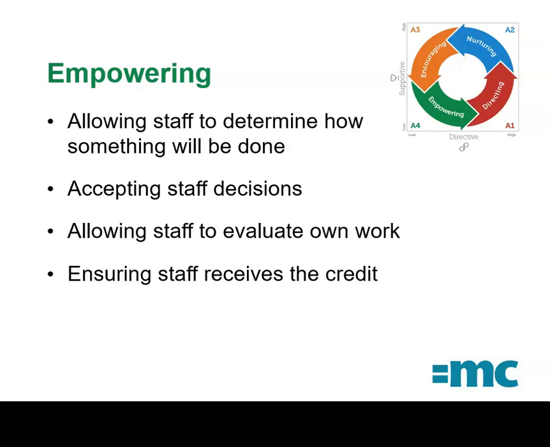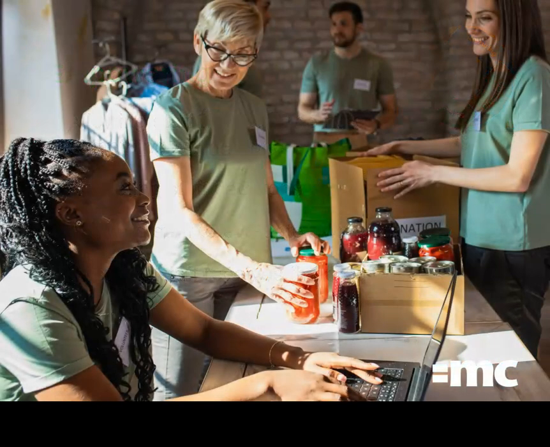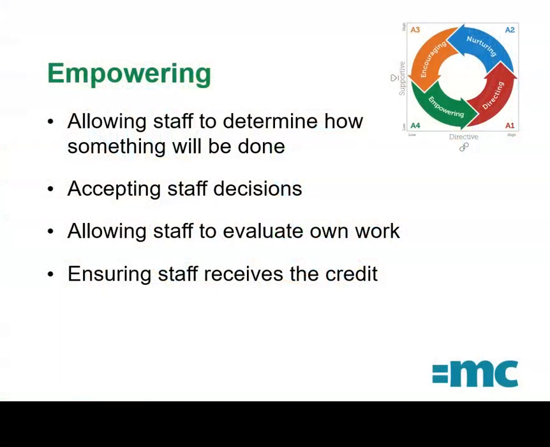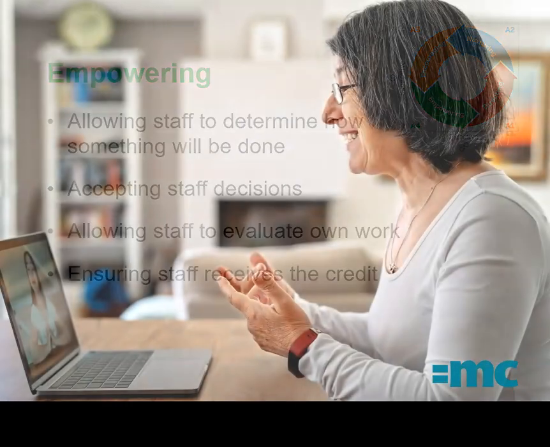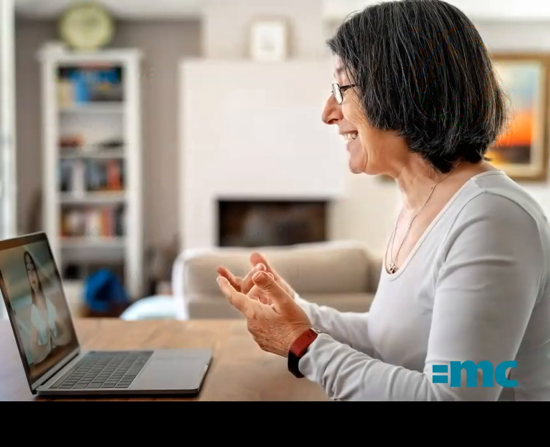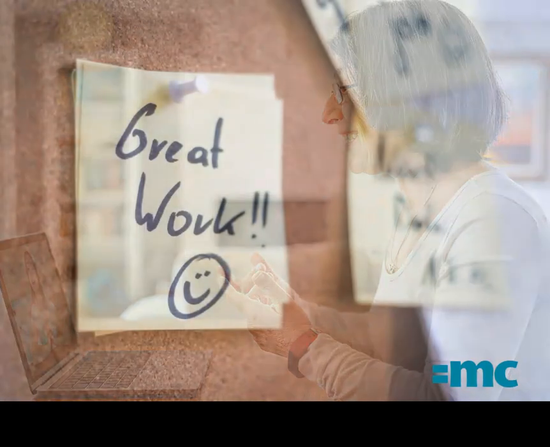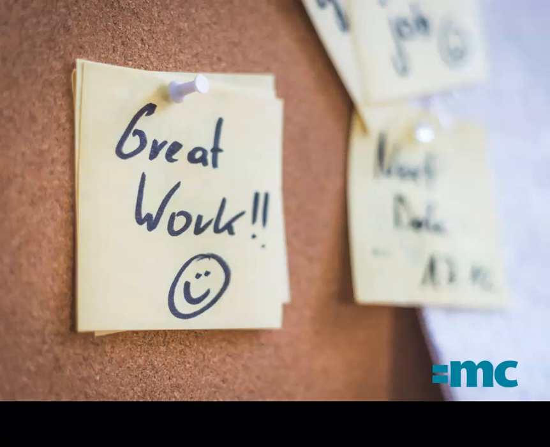With a low level of directive behavior, we allow the other person to determine how something will be done, but this means we also need to accept their decision. With a low level of supportive behavior, we allow them to evaluate their own work rather than to support them through the process of evaluation. The success of the empowering approach also means that we'll need to give credit where credit is due.